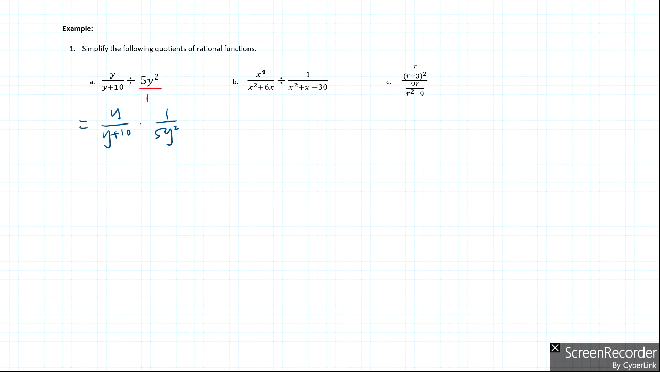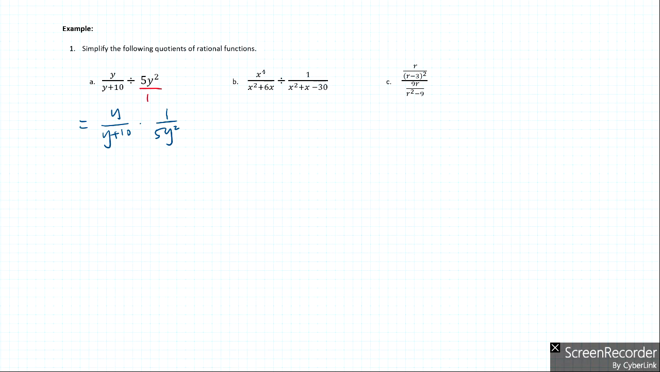Once we have this, we want to check whether we can factor any numerator or denominator. In this case, everything either has only one term on that side of the fraction, or if it's a binomial, we have y plus 10, which is linear, and there's no GCF to be factored out. Once we check that, that tells us everything's in fully factored form as is, and then we can start the cancellation. So here, we have y and 5y squared, which we can cancel out.